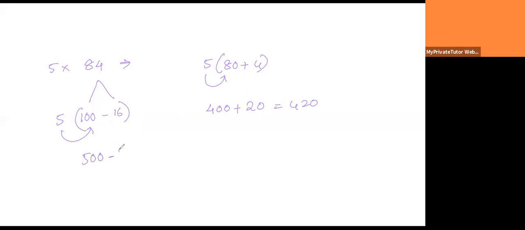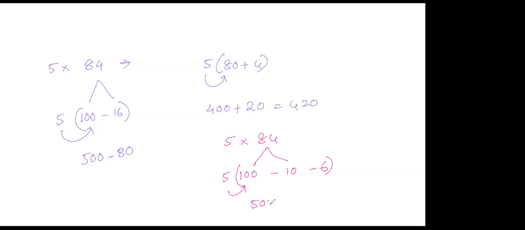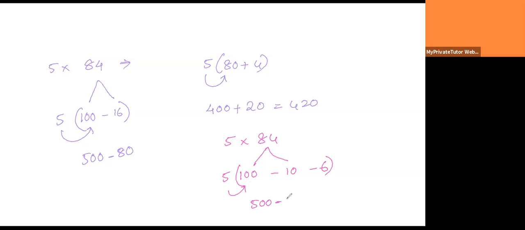Which is 80. Or else if you want to do it a different way, you can do this: 5 times 84. Can you split this as 100 minus 10 minus 6? Can we do that? Yeah, 500 minus 50 minus 30.